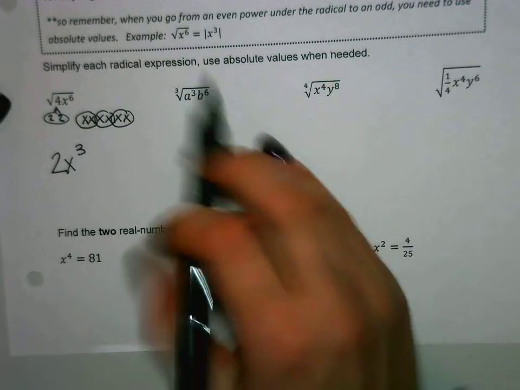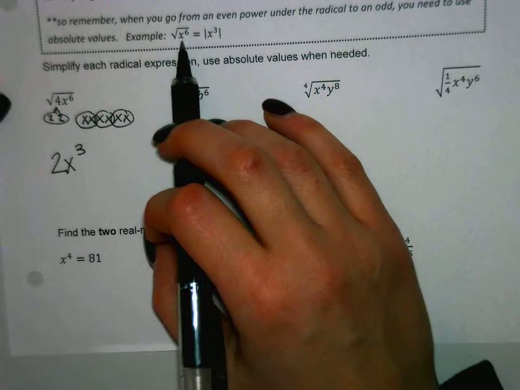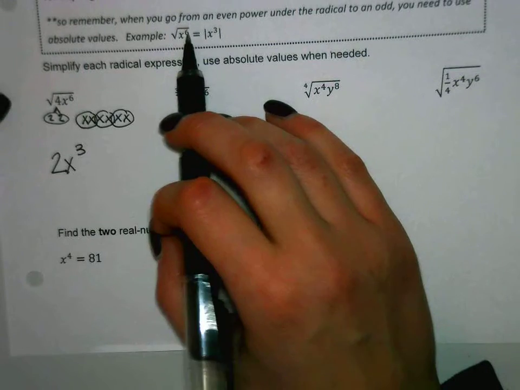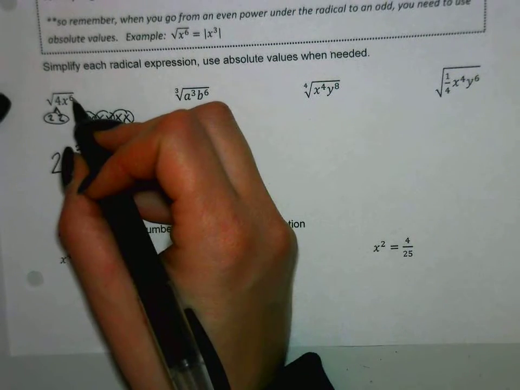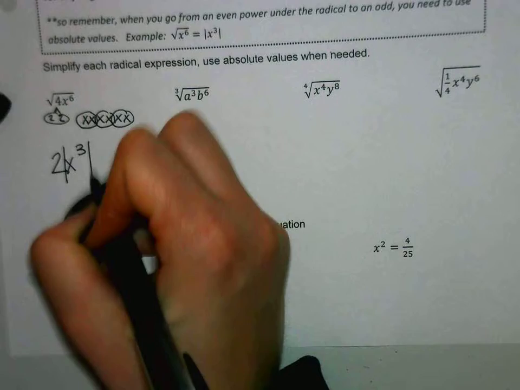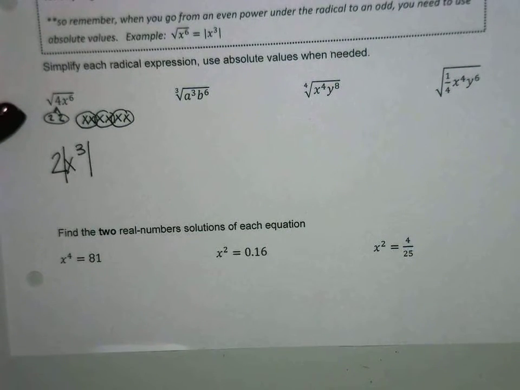But here we have to make sure an absolute value sign is used. An example of when you use it is when we start with an even power and we end up with an odd. Since we had an x with a degree of 6, now we have x with a degree of 3. So it needs to be an absolute value.